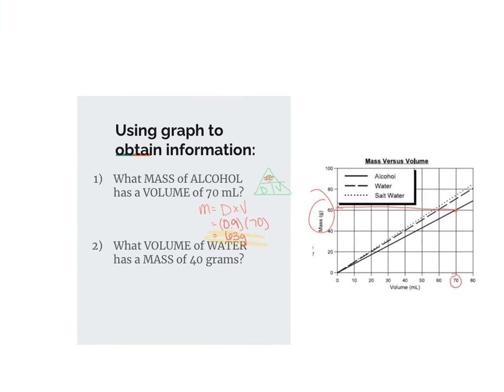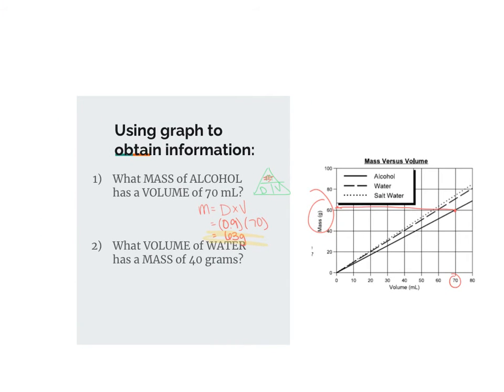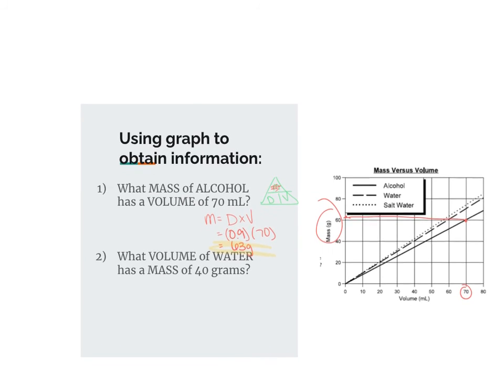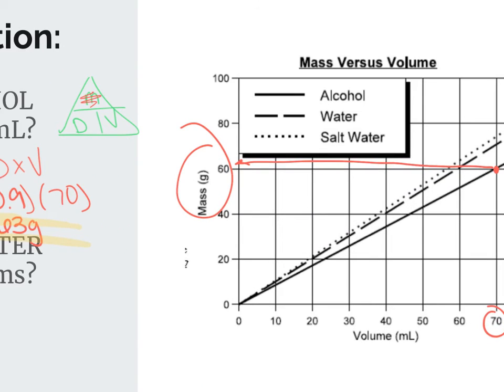But that would be another way that we could do this. So what would be the volume of water if it has a mass of 40? Well, let's just go to the graph. If it has a mass of 40, come across to find the water, which is right there. Come down, and what's our volume? 40.